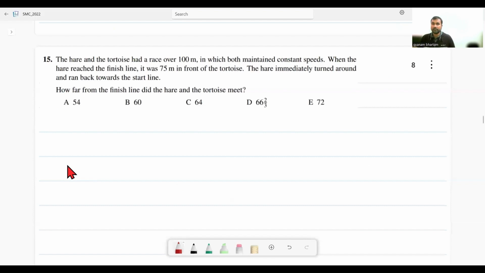The hare and tortoise had a race of 100 meters in which both maintained constant speed. When the hare reached the finish line, it was 75 meters in front of the tortoise. The hare immediately turned around and ran back towards the start line. How far from the finish line did the hare and the tortoise meet? Okay, so this is 100.